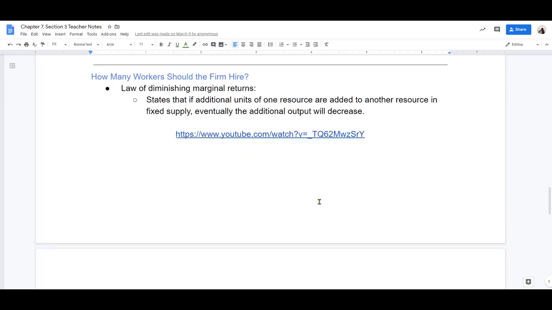Next is how many workers should you hire? So there's this thing called the law of diminishing marginal returns, which is very much like the diminishing marginal utility. It means that as you add more people, you're going to get less and less output from them. And there's going to be a point at which you reach more employees than they are making products to make you money. So that means that that person that you've hired is actually costing you money. So let's watch this video.